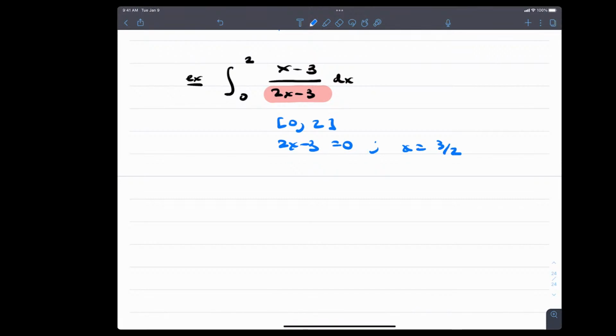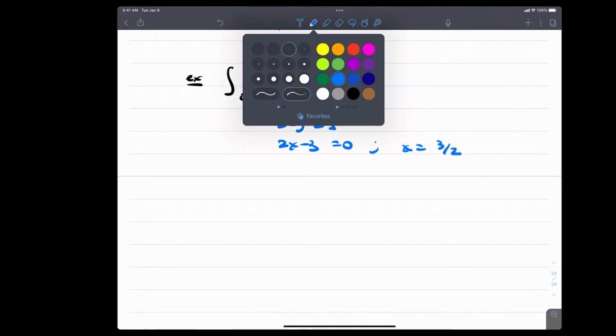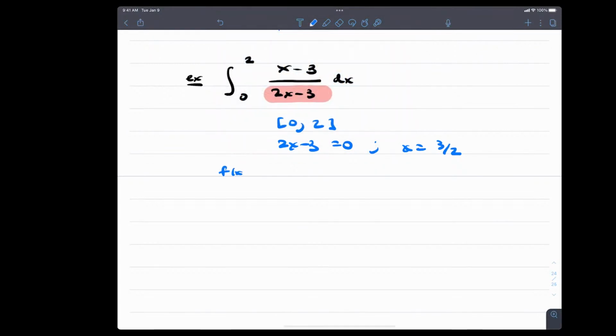Notice x is 3 halves again. That's 1.5. That's going to be a discontinuity again. Darn it, it's not even at an endpoint. So it's discontinuous at 3/2. 3/2 is in that interval. So you go, okay, f, just to notate, is discontinuous at x equals 3/2.